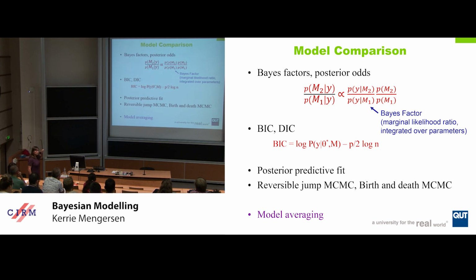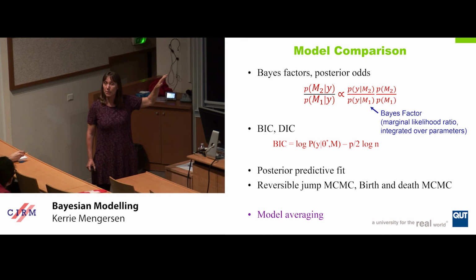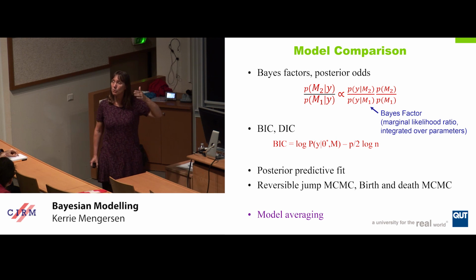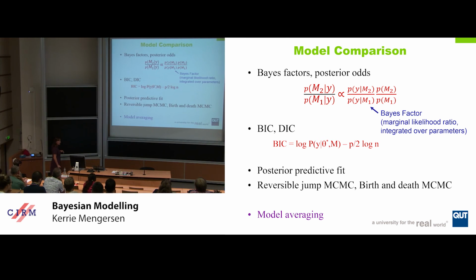If we don't want to use those approximations or Bayes factors, we can look at the posterior predictive fit. We know about the posterior predictive distribution, so we can see where our observations lie in the posterior predictive distribution. And many people will prefer that as opposed to working out a Bayes factor or a BIC or DIC, to look at the posterior predictive fit and to see where my observations lie in my posterior predictive distribution. Okay, that's a good indicator of model fit.